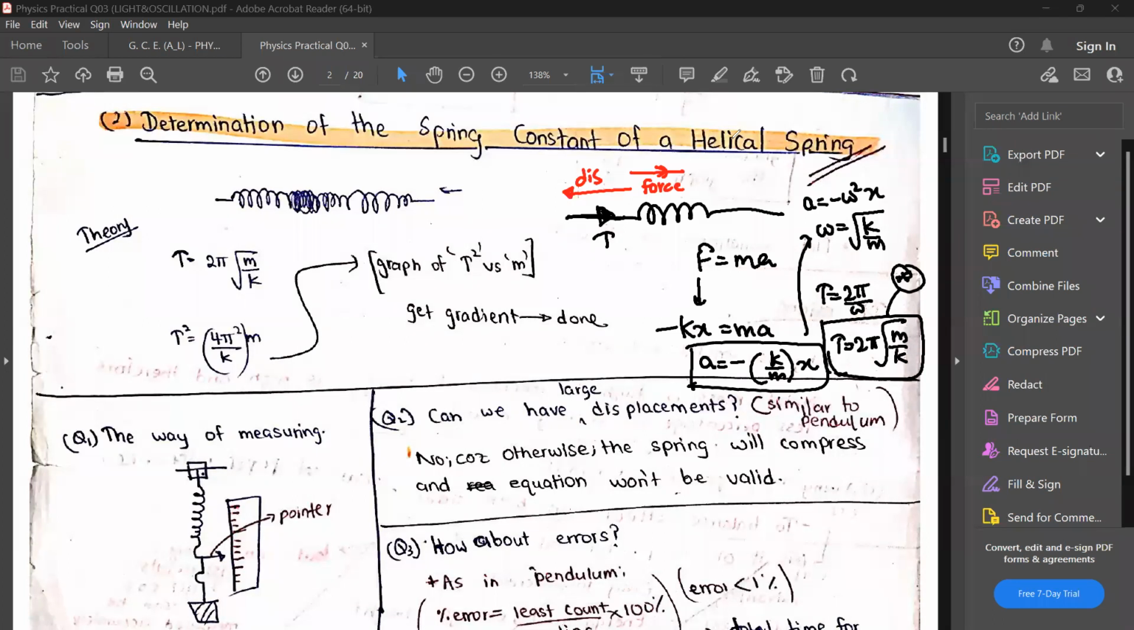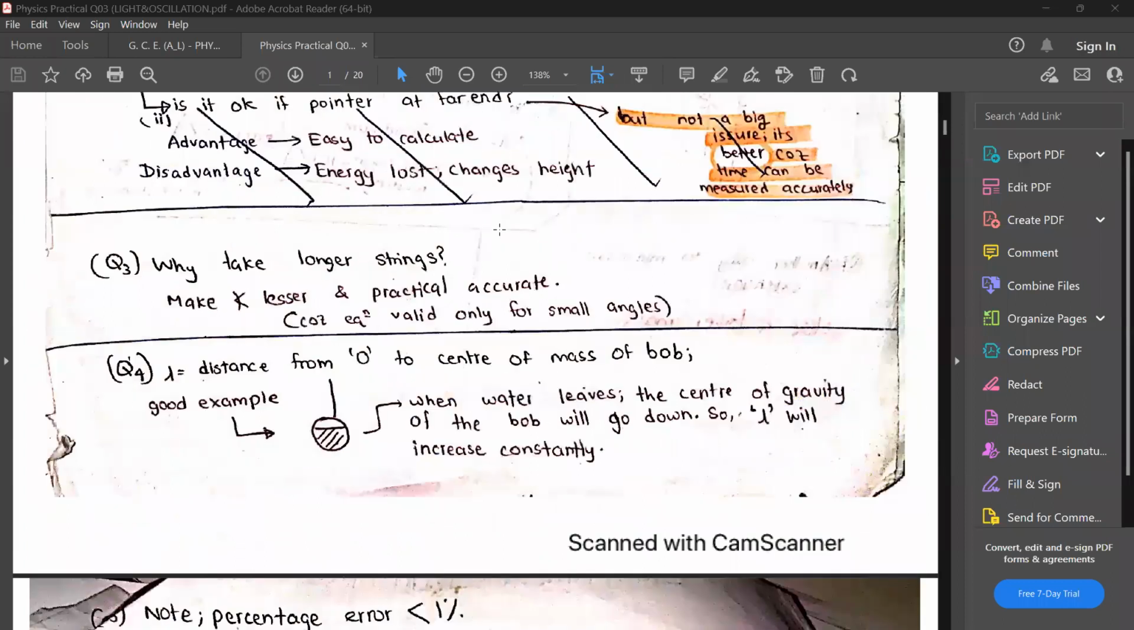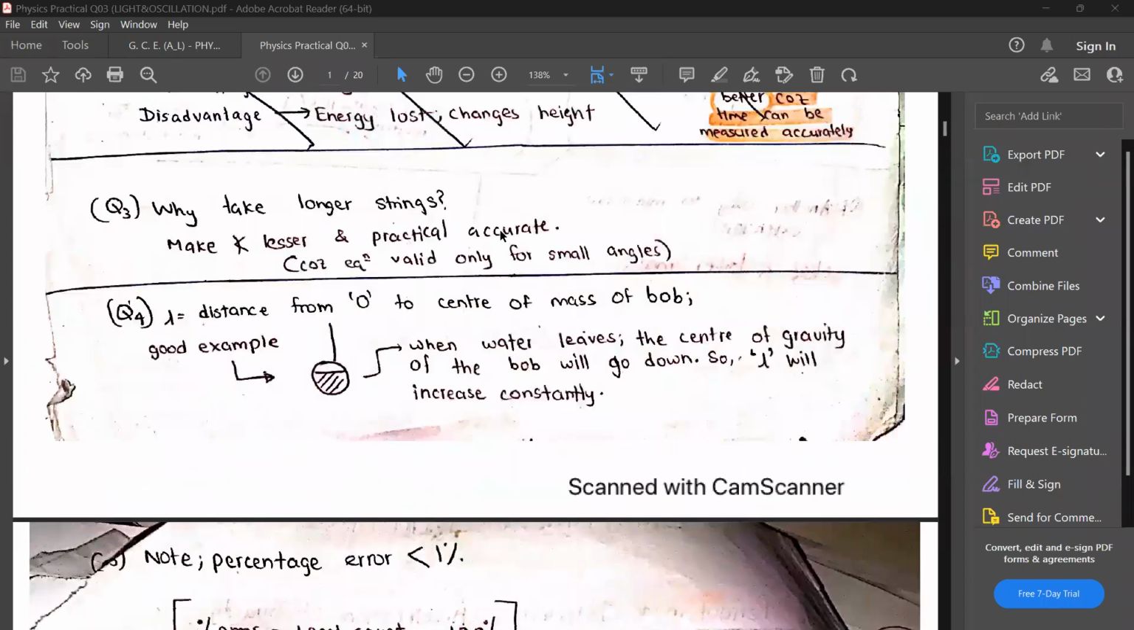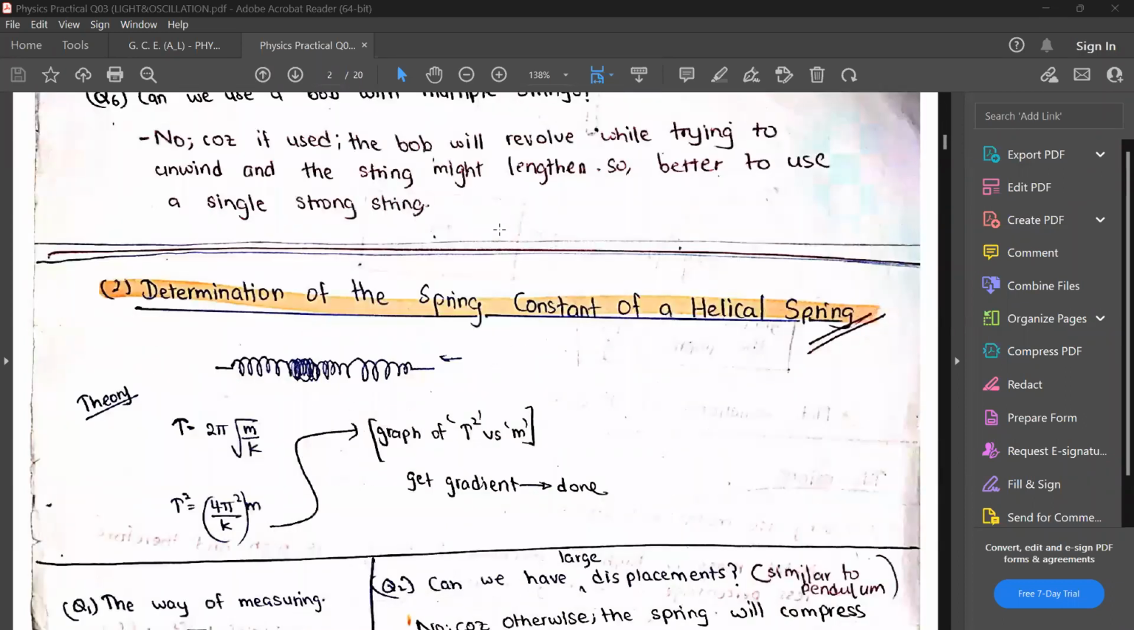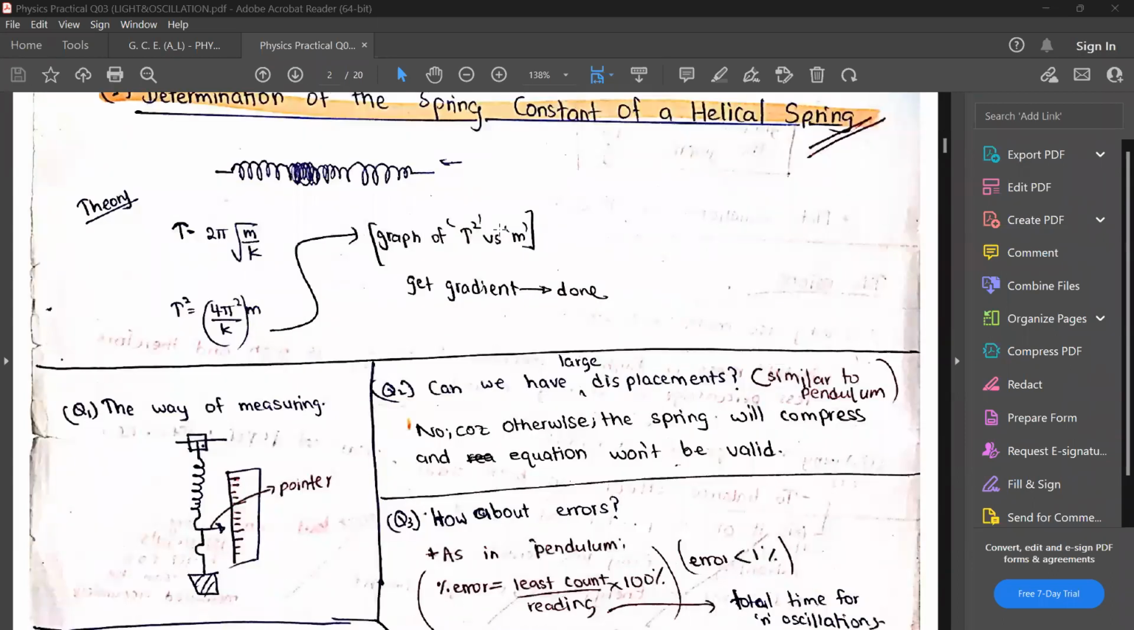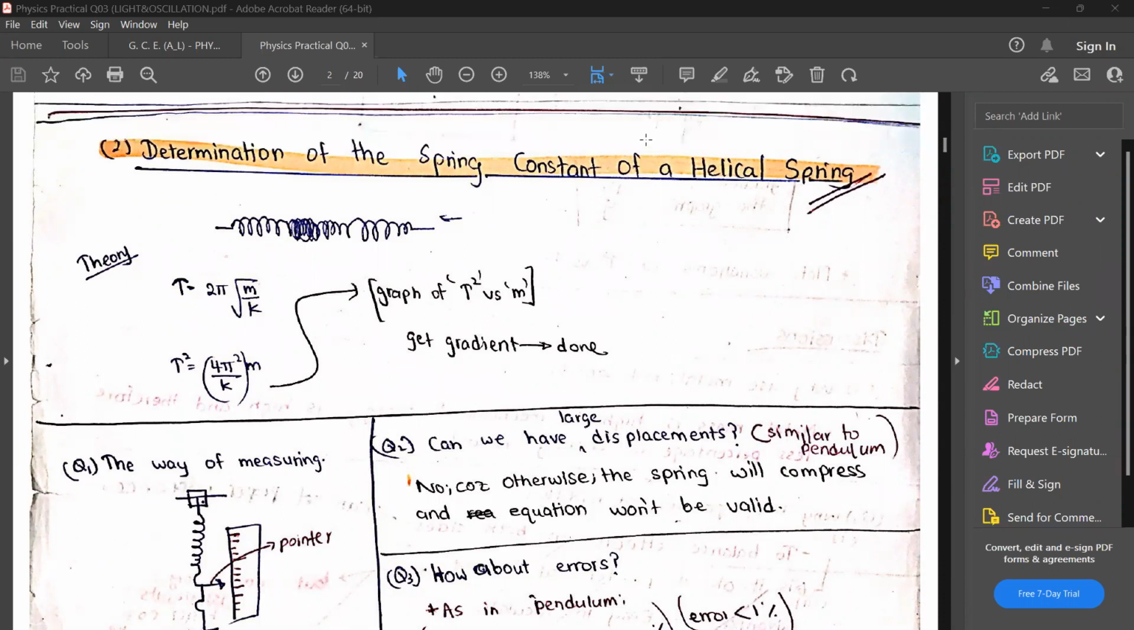So this practical is also just like the above one, where you do the thing for 20-30 oscillations, get the reading for time, and then divide it by the number of oscillations to get the value for the time period. Here also we use a spring and attach certain masses to it. This is our independent variable, and this is our dependent variable.